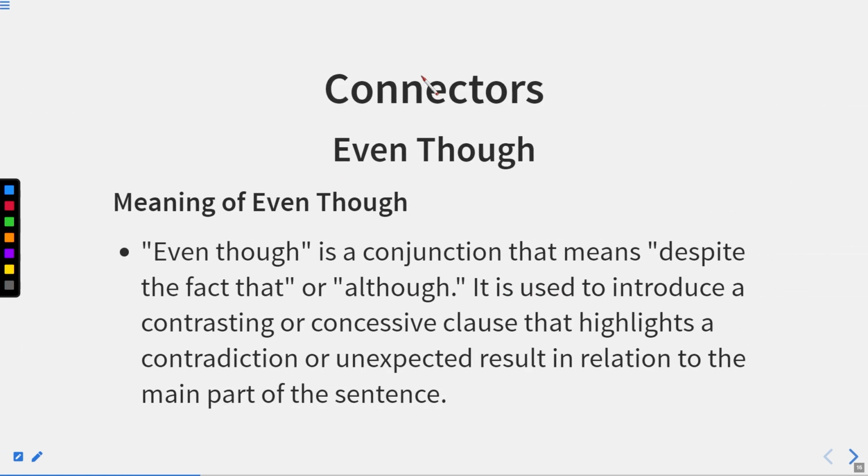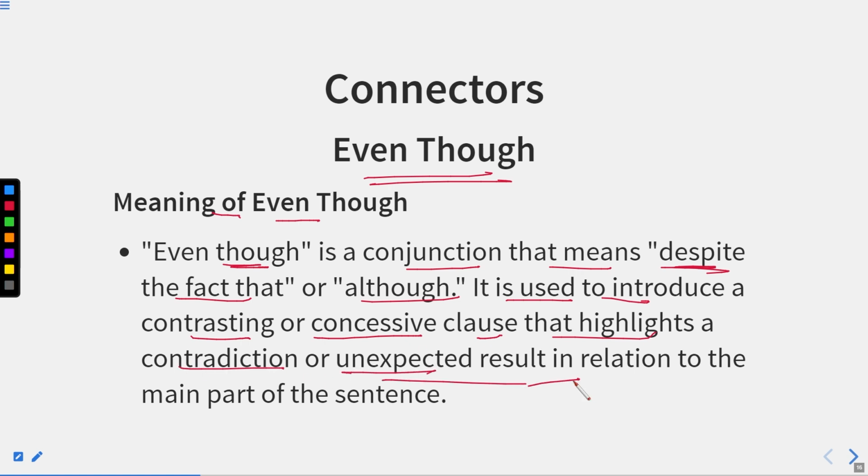Now, we'll discuss some other connector, that is even though. Now, we'll read the meaning of even though. Even though is a conjunction that means despite the fact that or although. So, although is the same as even though. Even though is also a contradictory conjunction, like although, though. These words serve the same meaning. It is used to introduce a contrasting or concessive clause that highlights a contradiction or unexpected result.